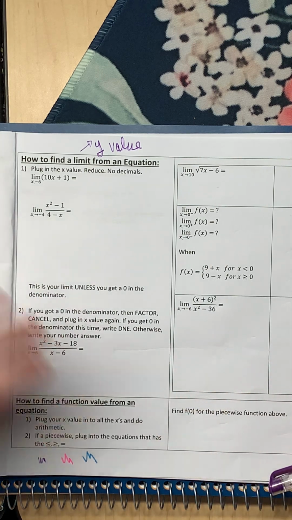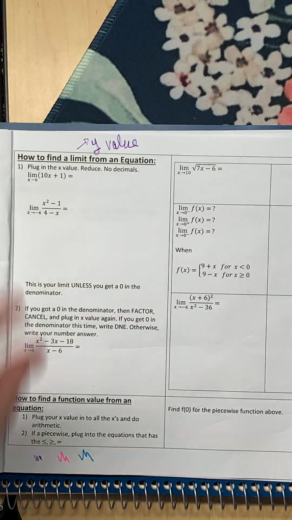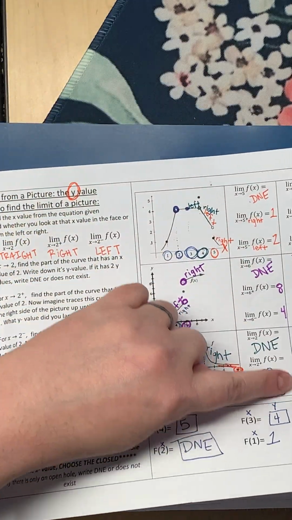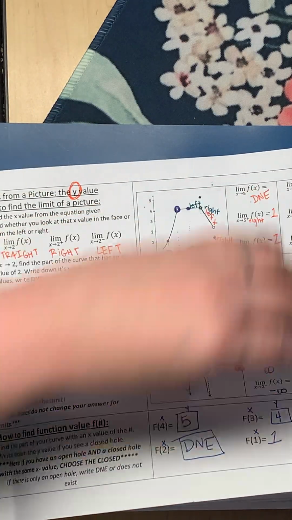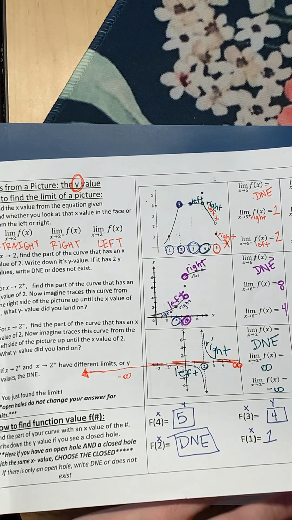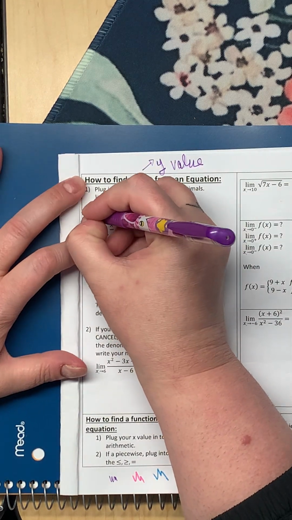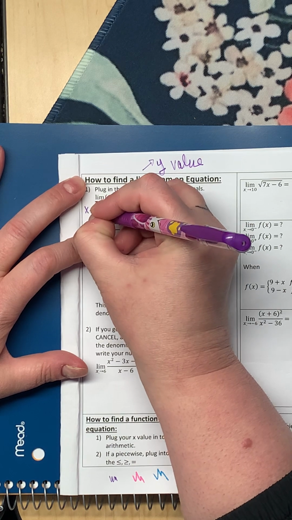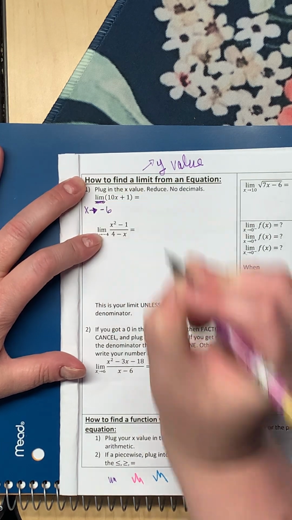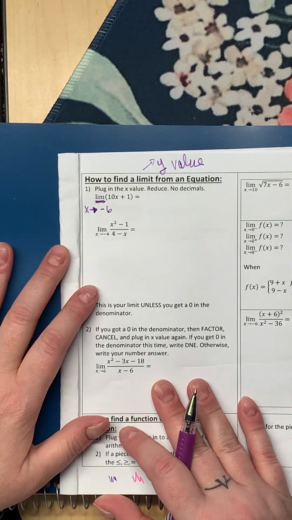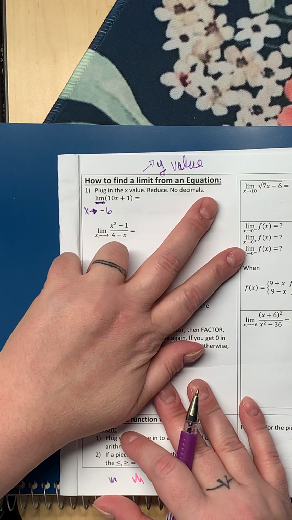So we're still gonna have the whole limit with x approaching something like we did on these pictures, only instead of looking at the picture to find the y value, we're gonna plug it into the equation to find the y value. Okay, so on this first one, I think there's a typo. Limit as x approaches -6 of 10x plus 1. It says plug in the x value, reduce, and no decimals.